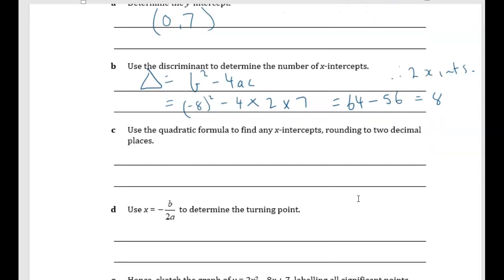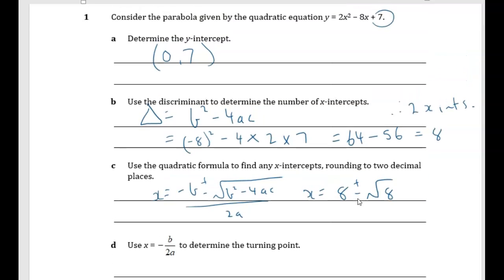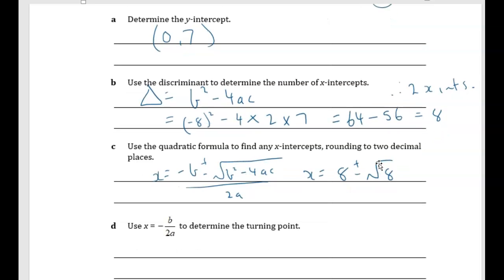All right, use the quadratic formula to find any x-intercepts, rounding to 2 decimal places. So your quadratic formula, negative b plus or minus the square root of b squared minus 4ac, over 2a. So we've already got this bit under the square root sign. So I'm going to just do the rest. So negative b, so b was negative 8, so it's going to be just 8 plus or minus the square root of 8. I just want to check. Okay, so b, the coefficient of x was negative 8, and a was 2, so that's over 2.